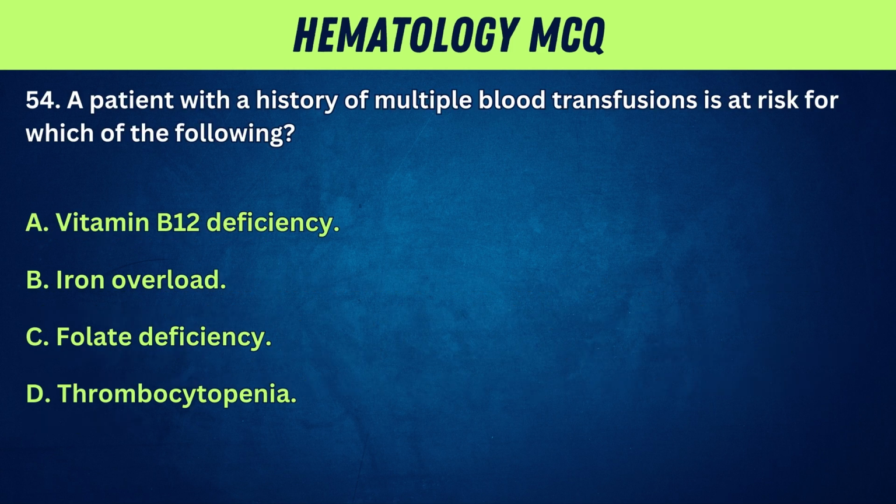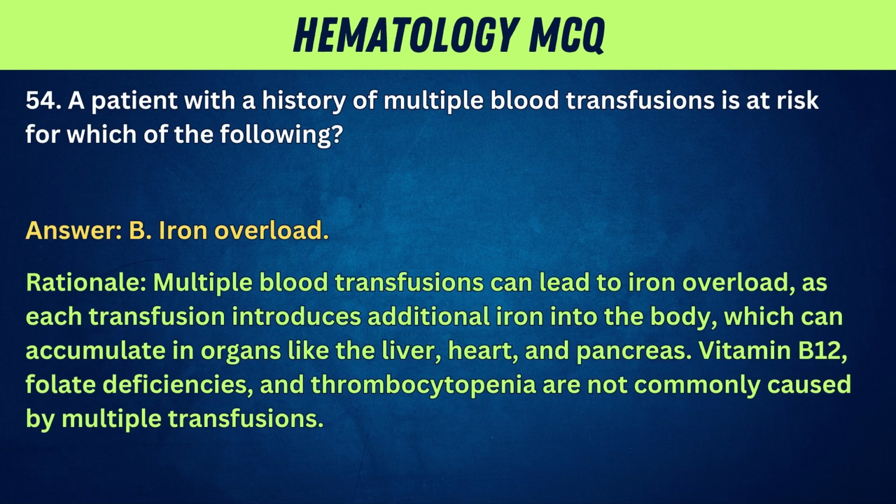54. A patient with a history of multiple blood transfusions is at risk for which of the following? A. Vitamin B12 deficiency. B. Iron overload. C. Folate deficiency. D. Thrombocytopenia. Answer: B. Iron overload.